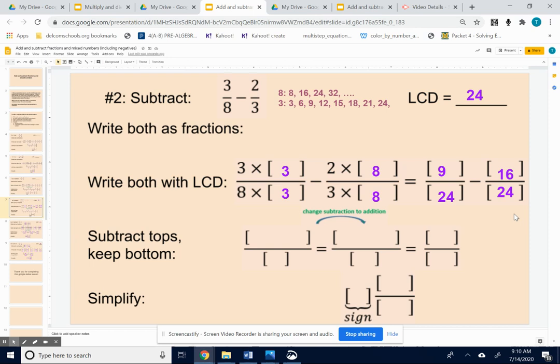Now go ahead, subtract the tops, keep the bottom. You don't have to do that middle step, but I would same change opposite the subtraction in the middle, and then simplify what you have. So pause the video. Once you've done it, unpause the video.